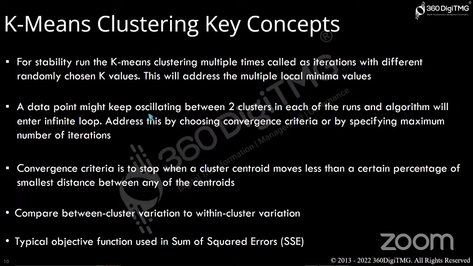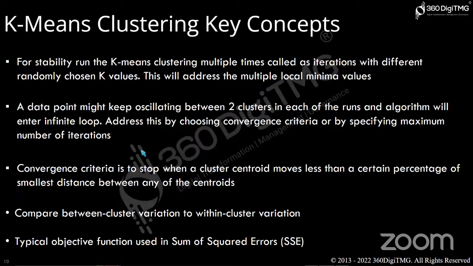So what to do for this? We can address this problem by choosing a convergence criteria. This is one of the methods we can use, or we can also specify the maximum number of iterations it will run. We can do either of these or both of them. Now, convergence criteria is a stopping method, so it decides when to stop.